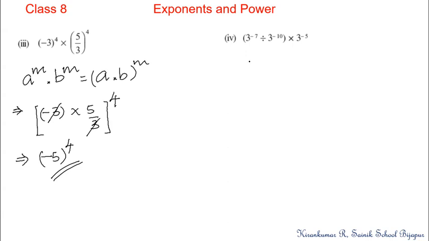The next we have 3 raised to the power minus 7 upon 3 raised to the power minus 10. This is multiplied with 3 to the power minus 5.